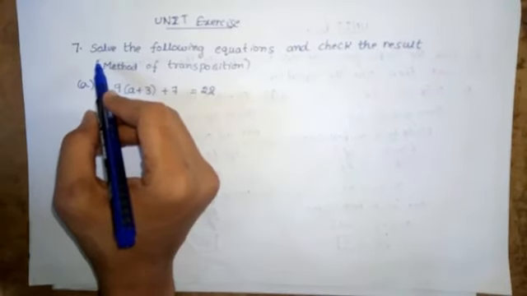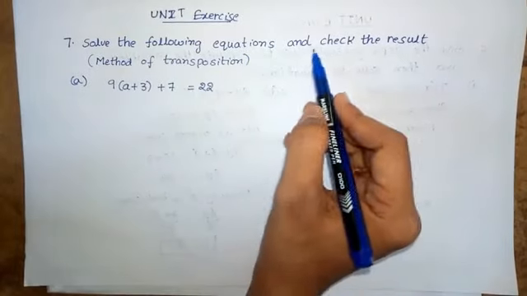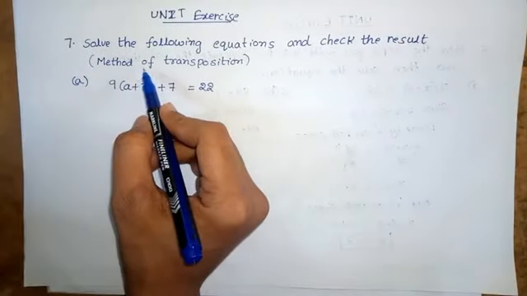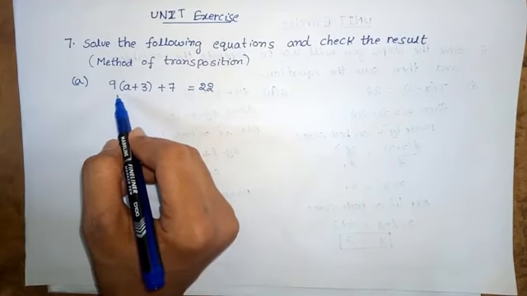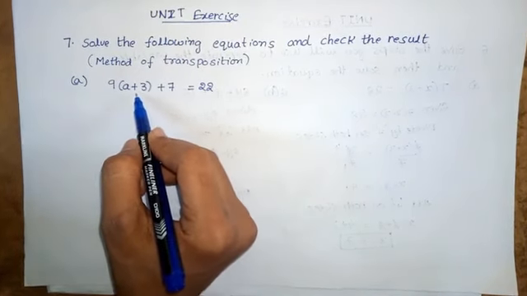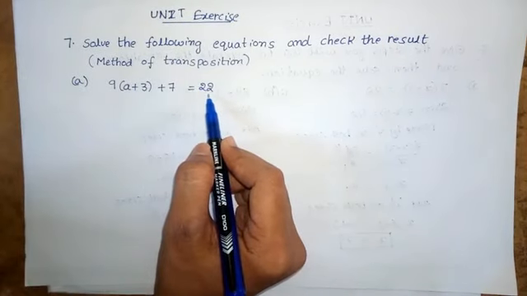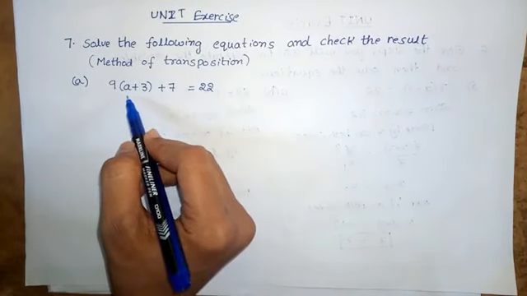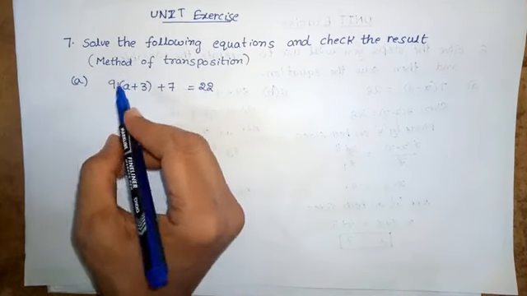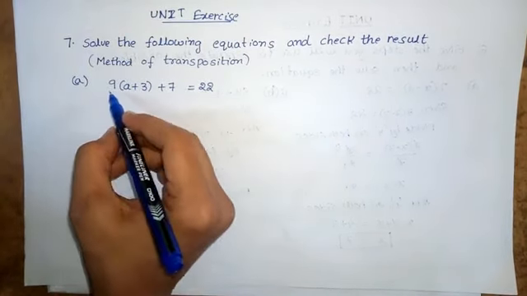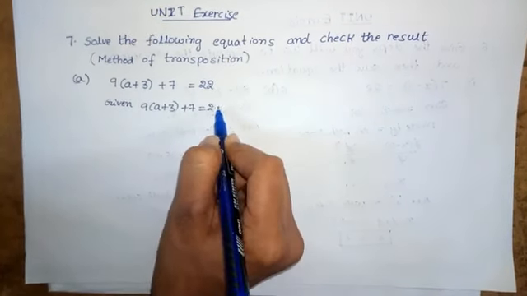Next problem, unit exercise 7th one. Solve the following equations and check the result. Method of transposition. First one, 9 into a plus 3 plus 7 it is equal to 22. So in this simple equation find the a value by using method of transposition. So first write given equation, it is equal to 22.